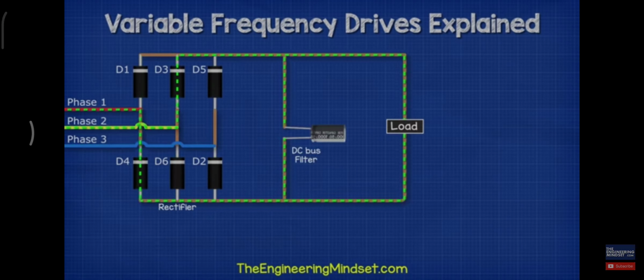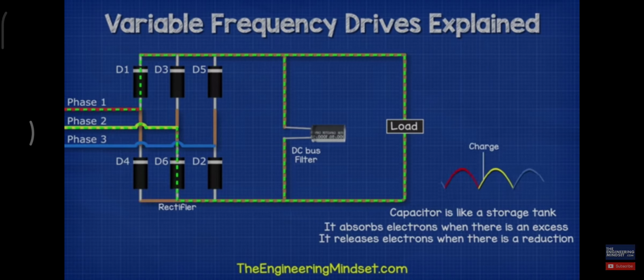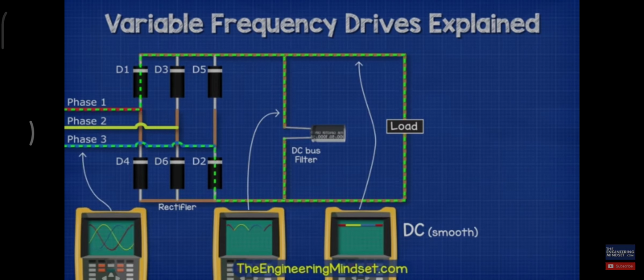For this, we connect a capacitor across the positive and the negative. This capacitor is like a storage tank and will absorb electrons when there is excess, and it will inject electrons when there is a reduction. This will therefore smooth out the ripples in the DC electricity to a nice smooth signal on the oscilloscope.